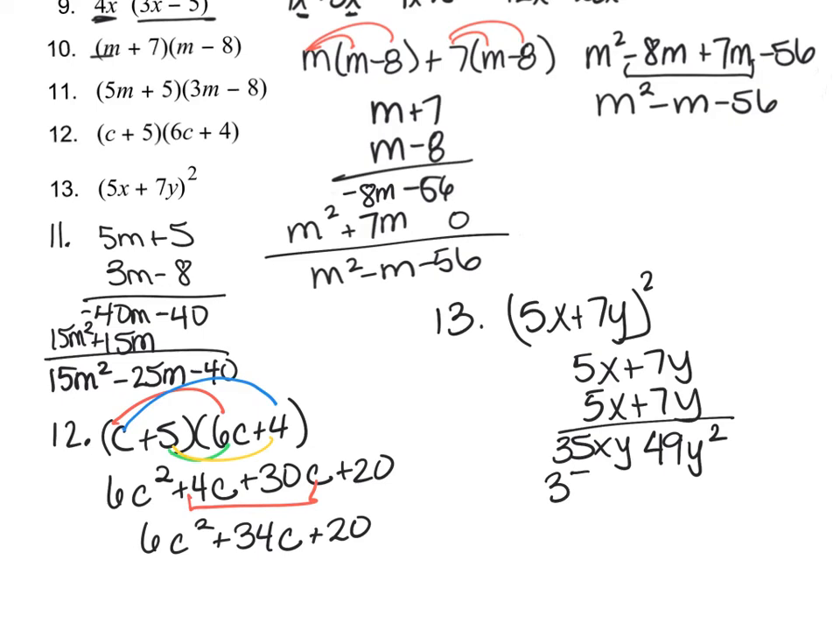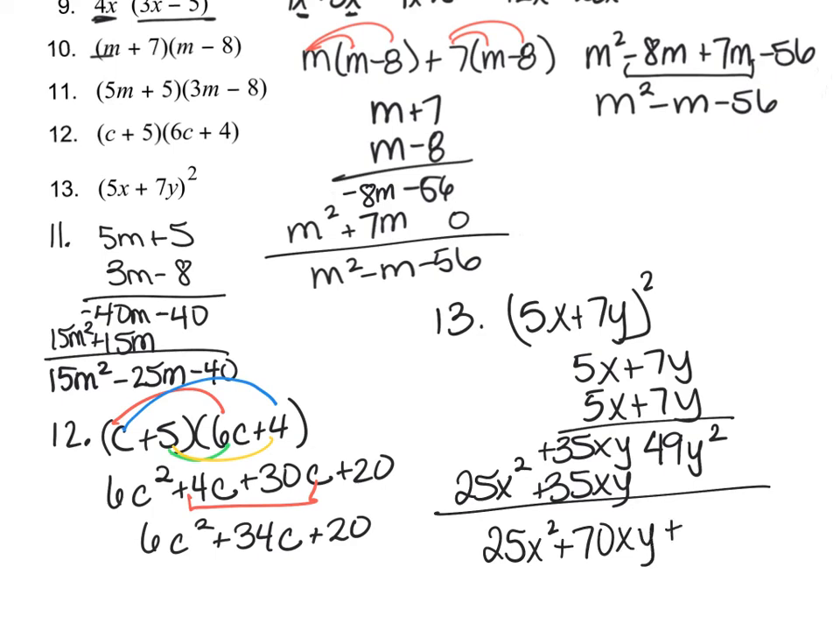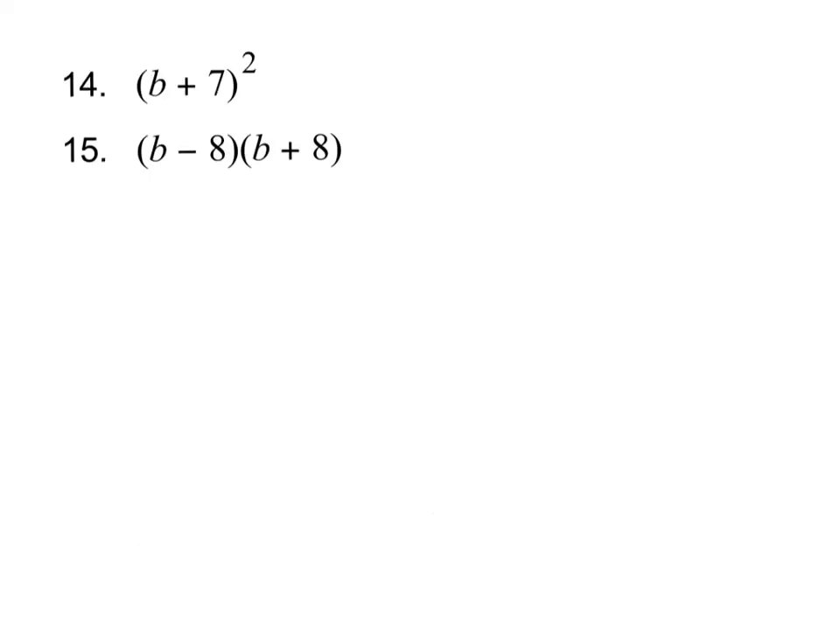And so that is also 35xy. These are both positive. And then lastly, I get 5x times 5x, which is 25x squared. And then when I add it up, I get 25x squared plus 70xy plus 49y squared. That's my final answer.